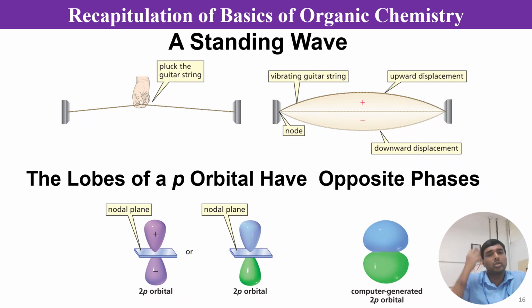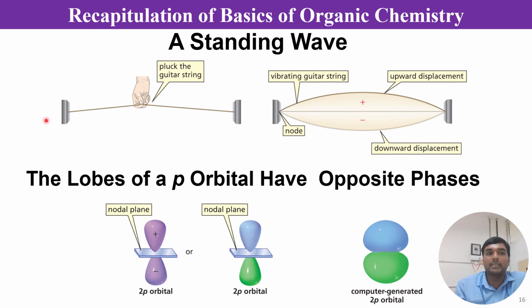Another thing I want to share is what a lobe is. We can easily get information from the p orbital. A p orbital is dumbbell shaped, whether it is 2p, 3p, or 4p, it doesn't matter. There will be two lobes, one positive lobe and another negative lobe, and in the middle the electron density is the minimum, and that point is called a node, or that plane is called a nodal plane.